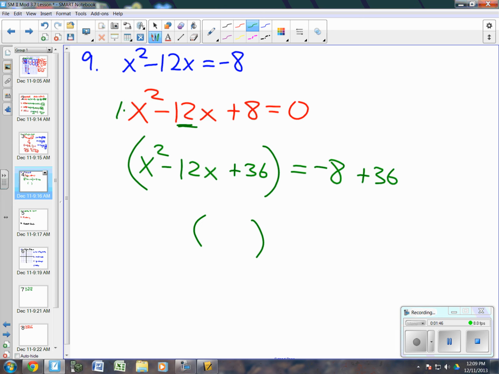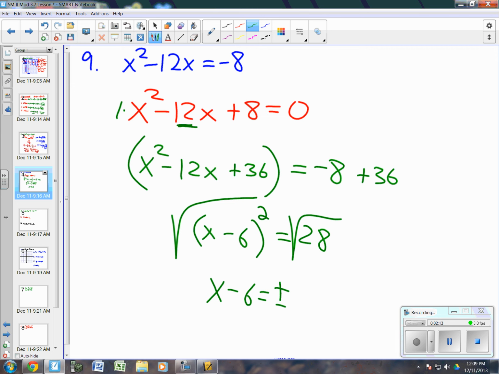This factors. What two numbers can I times together and get positive 36, add together and get negative 12? Negative 6 and negative 6, right? So x minus 6 times x minus 6, which I write the short way as x minus 6 squared. Negative 8 plus 36 is 28. Okay? Now, this one's fairly easy to solve because I just take the square root of both sides. I get x minus 6 equals plus or minus the square root of 28.